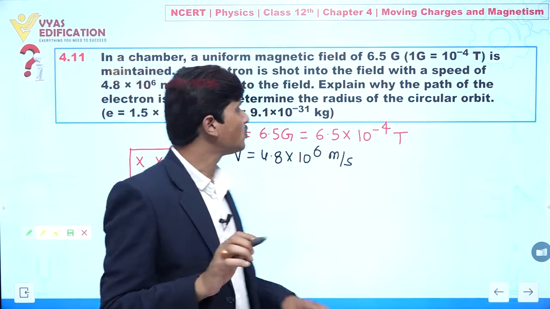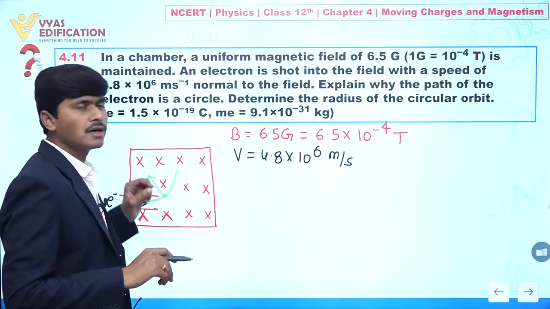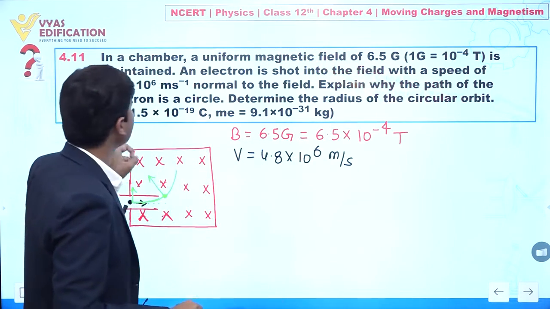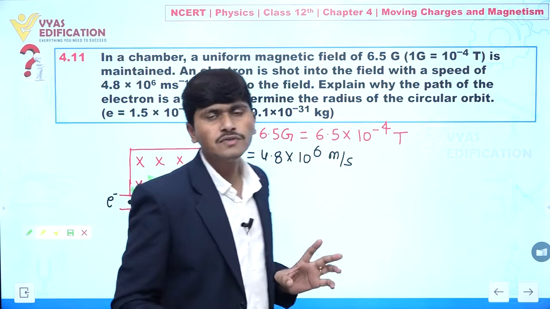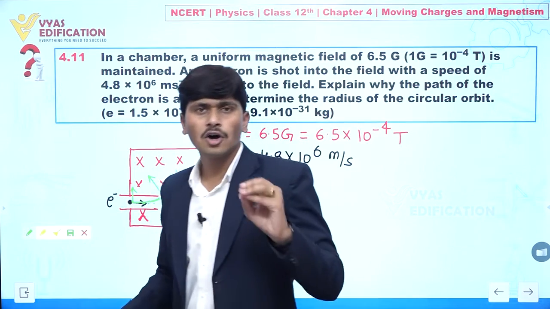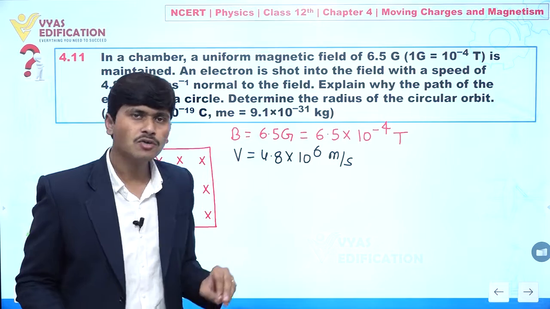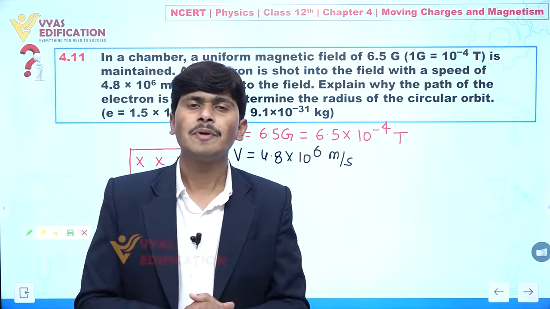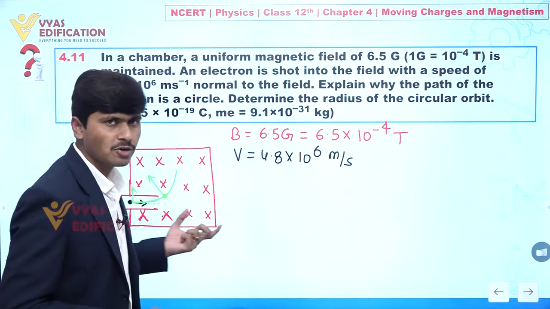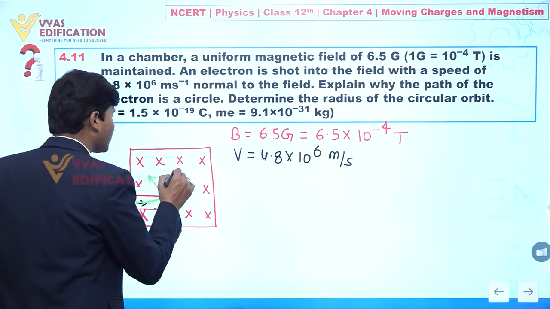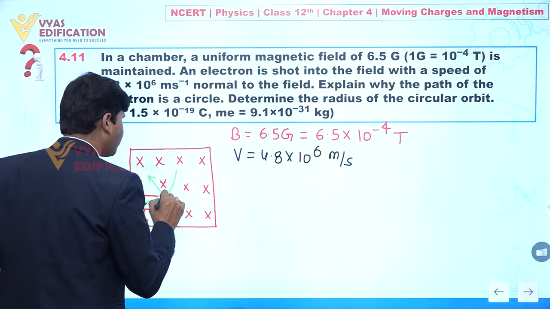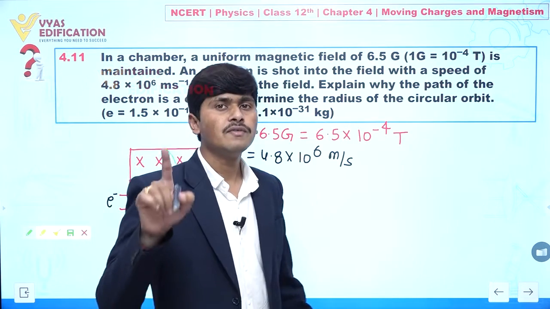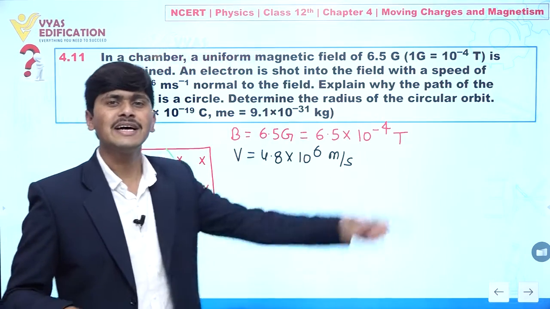So the first part of this question is to explain why the path of an electron is a circle. Because the force acting on that charged particle is perpendicular to the magnetic field as well as perpendicular to the direction of motion, or the velocity of the electron. So a centripetal force will act, and due to this centripetal force this charged particle moves in a circle.